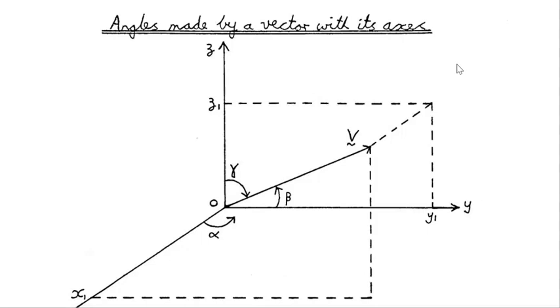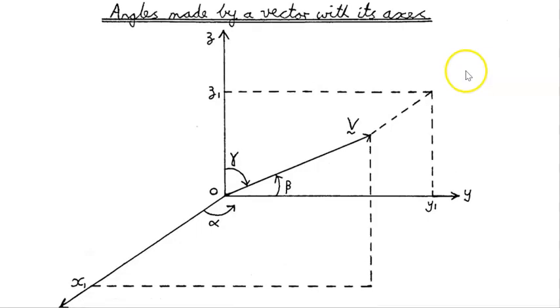We have a vector in three-dimensional space, and it makes an angle with the z-axis, which is gamma. This one here is the angle between the vector and the z-axis. The angle between the x-axis and the vector is alpha, and the angle between the y-axis and the vector is beta. So we could use that to help us specify the vector.